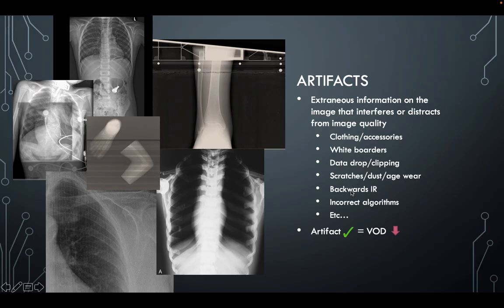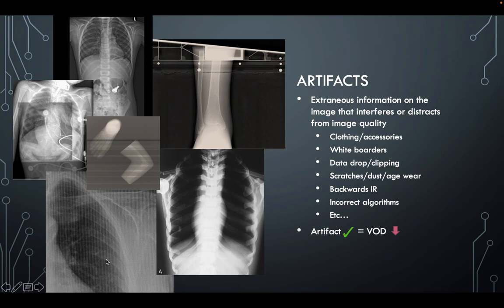Backwards IR, obviously you're going to have to repeat that. Please make sure you flip your detector. And then incorrect algorithms. These typically you don't have to repeat. You just change the algorithm that it's under. We can definitely work on that in clinic. So any artifact is going to decrease your visibility of detail. Obviously there are more artifacts, so Moire artifact here.